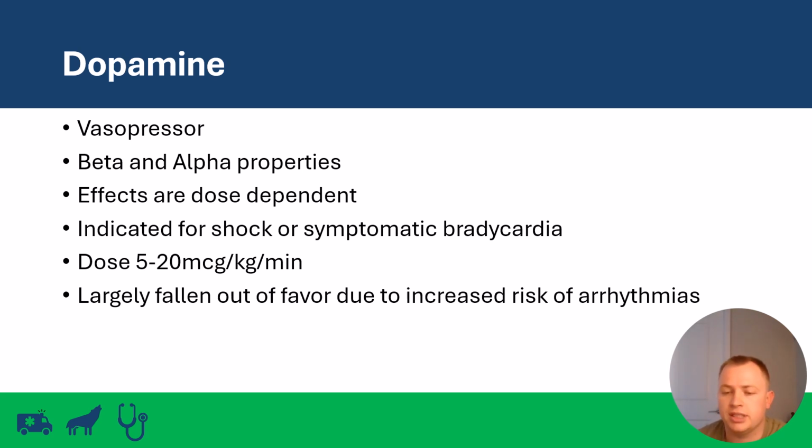It can make the heart beat stronger, and it can make it beat faster, and it can also constrict our blood vessels. Interesting thing about dopamine is it's dose dependent. The effects you want vary based on the dose that you get. In ACLS, it's going to be indicated for shock or hypotension or symptomatic bradycardia. So we would give it in doses where we'd want more beta effects to get that heart rate up, and we would give it in doses that affect the alpha if we were giving it for hypotension. So the dose range is going to be 5 to 20 mics per kg per minute.